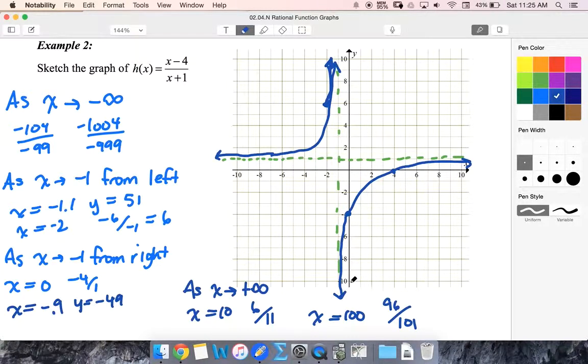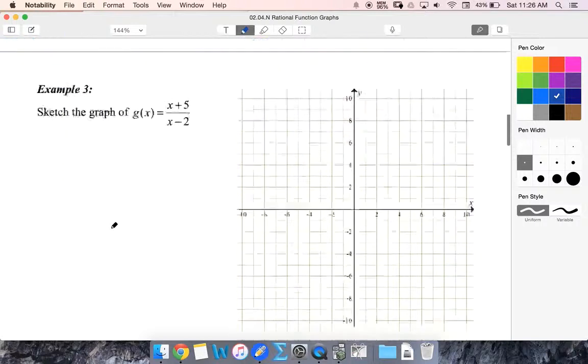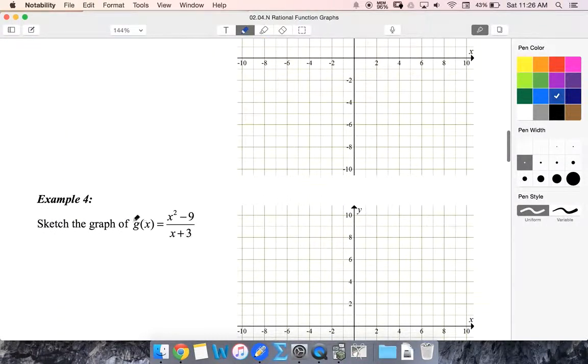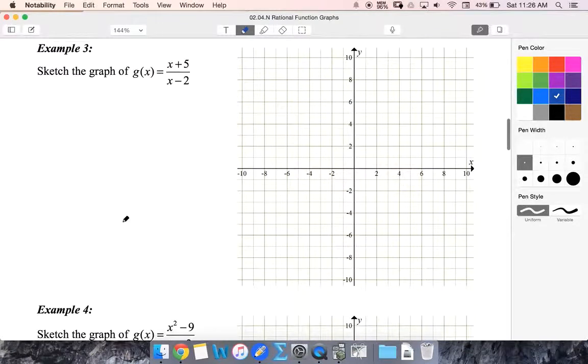So a lot of these rational graphs we're applying thought to and trying to figure out what it's going to look like. So what I'd like you to do is to go through and complete examples. I want you to try example 3, and I'll come back and show you example 4. So you try example 3 on your own. Make sure you go back and check your answers.